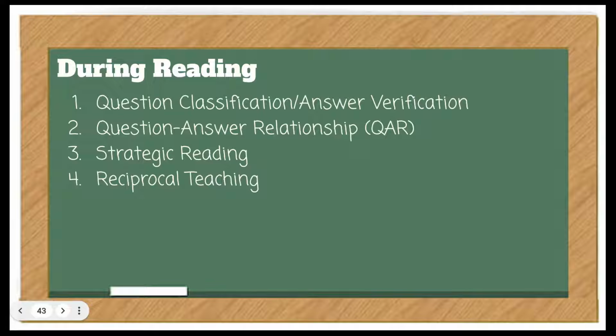The next approach is called question-answer relationship, or QAR. This is a kid-friendly approach that includes 4 types of questions. First one is right there answers, which is literal. Second one, think and search, which is an answer that is in the text but in different parts. The third type of question is author and you, which is not in the text. You need to think about what you know and what the author said. So in that instance, kids are going to be inferring and evaluating.